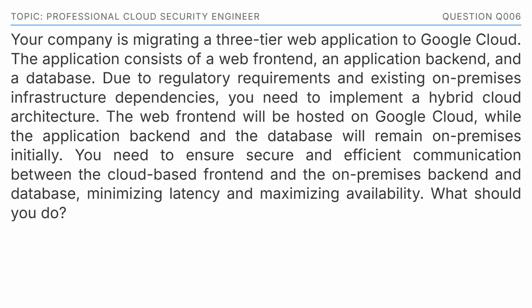Your company is migrating a 3-tier web application to Google Cloud. The application consists of a web frontend, an application backend, and a database. Due to regulatory requirements and existing on-premises infrastructure dependencies, you need to implement a hybrid cloud architecture. The web frontend will be hosted on Google Cloud, while the application backend and the database will remain on-premises initially. You need to ensure secure and efficient communication between the cloud-based frontend and the on-premises backend and database, minimizing latency and maximizing availability. What should you do?